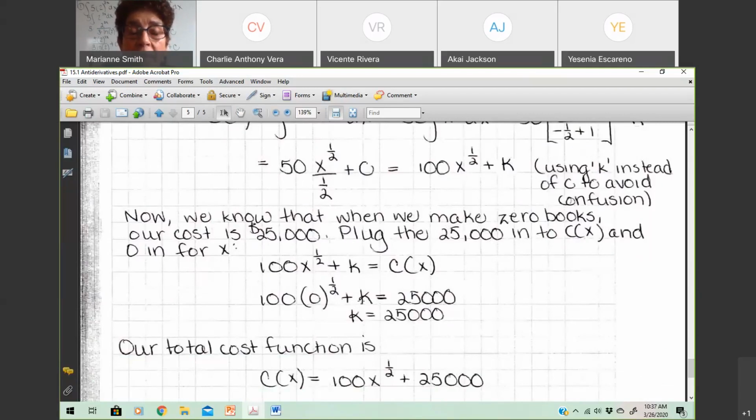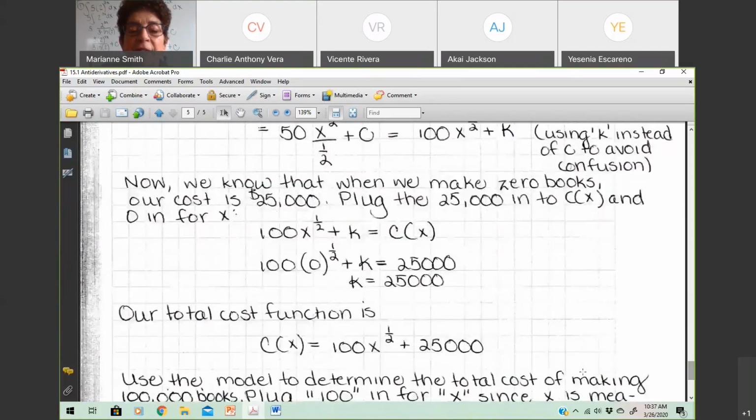And notice when I do that, the only variable that's left in the equation is the K that I don't know. All right, so let's figure out 0 to the 1/2 is 0. 0 to any power is 0. 0 times 100 is 0. So I'm left with K on the left side and 25,000 on the right side. So I've evaluated my integration constant. Now I actually have a total cost function that looks like this.